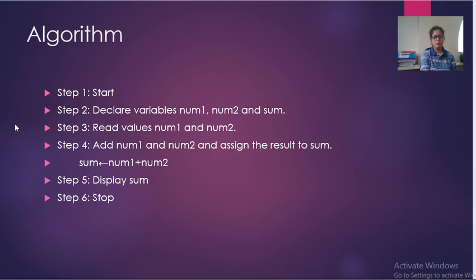So whenever you have to write an algorithm, you always have to write it in steps, that is step number 1, step number 2. So let's start with step number 1. Step number 1 is start the process. Step number 2 is declare variable.